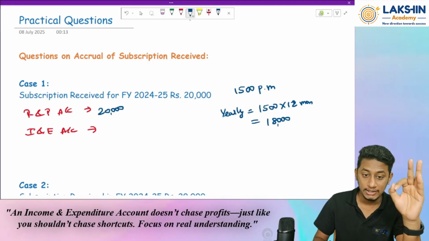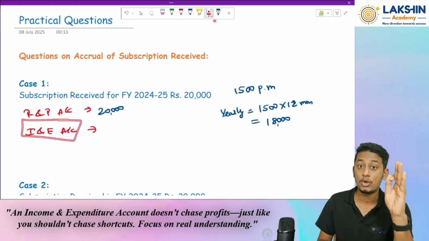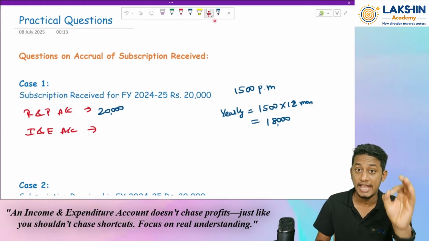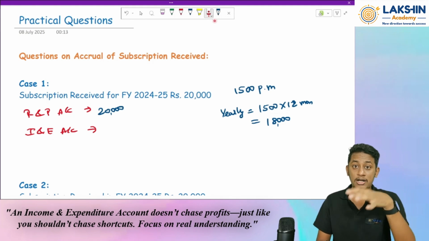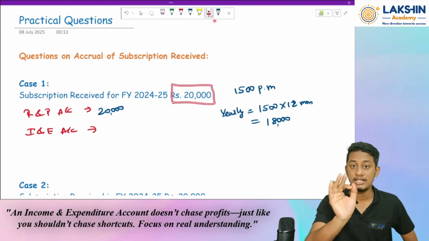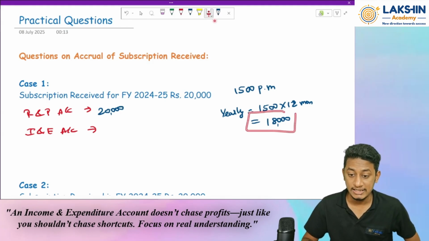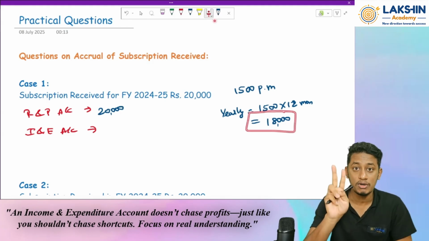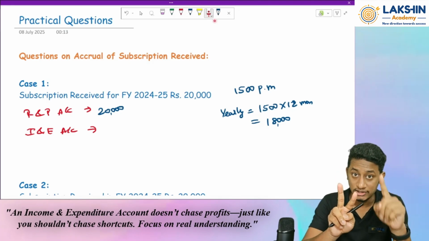Clear? Then, in my income and expenditure, what do I enter? I enter the entries on the accrual basis. Now, what do I mean by accrual basis? The income should belong to this year. Now tell me, out of rupees 20,000, how much is the income belonging to this financial year? It is only rupees 18,000. The remaining 2,000 rupees, whatever I have received, is for the next financial year.